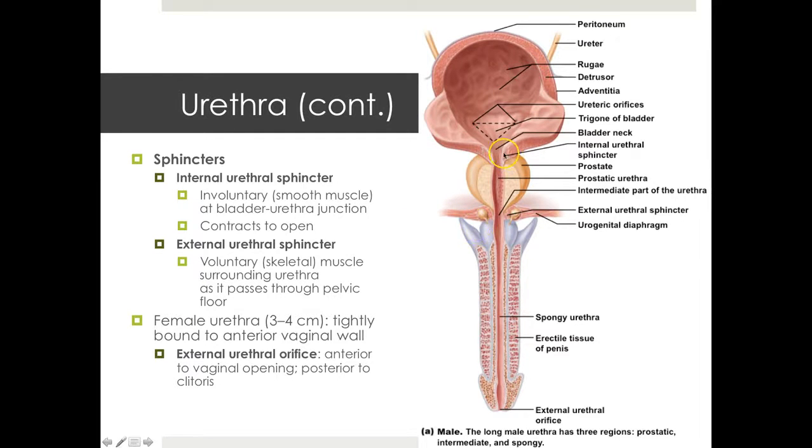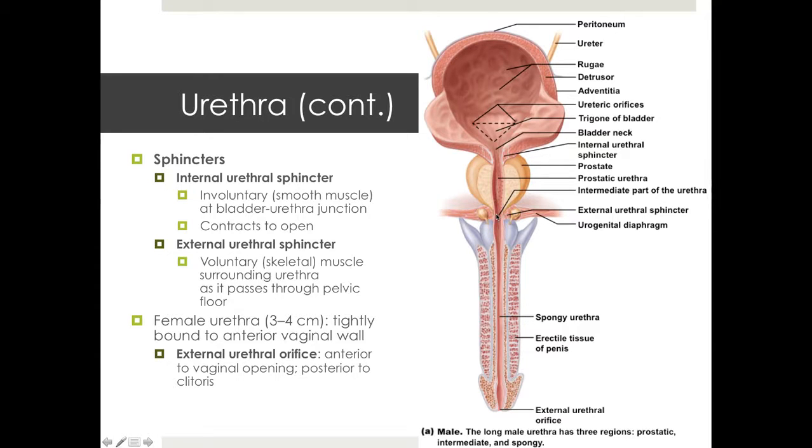So here are those sphincters that we're going to discuss. We have the internal urethral sphincter. This is made up of smooth muscle, so we have involuntary control here. And what's interesting is this muscle actually contracts to open, which we are so used to sphincters being our circular muscles and contracting to close a tube. So a little different here, it contracts to close. Now our other sphincter is the external urethral sphincter, and this is the one that's made out of skeletal muscle.